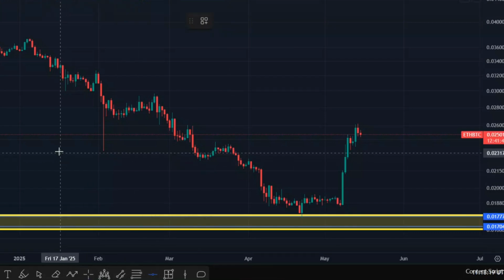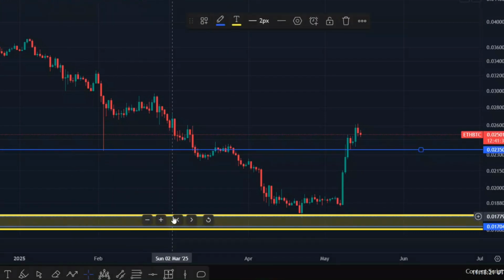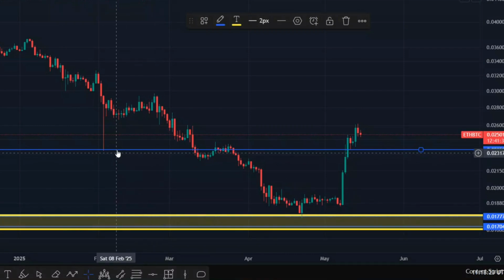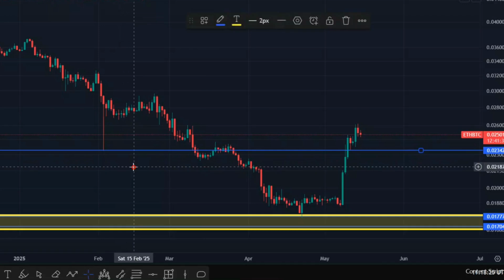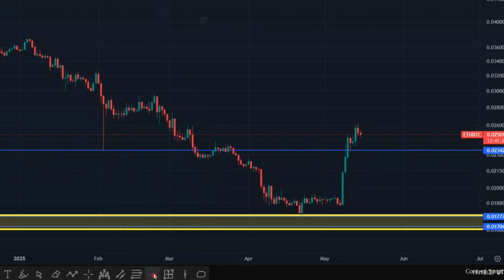On the daily time frame, we have a few important price points, 0.023 and 0.029, the first of which could be our BOS and the second is our chalk.